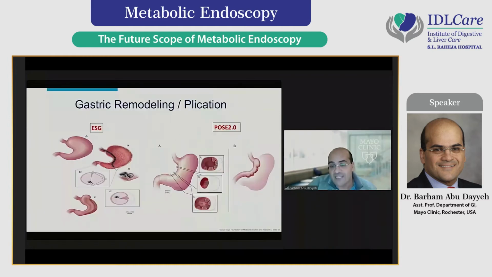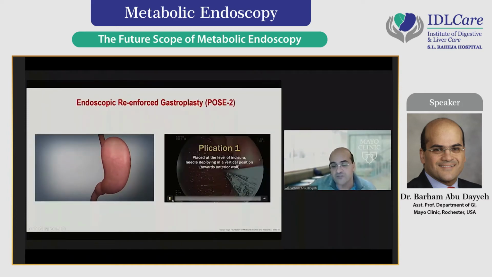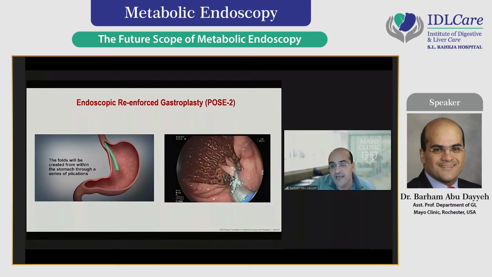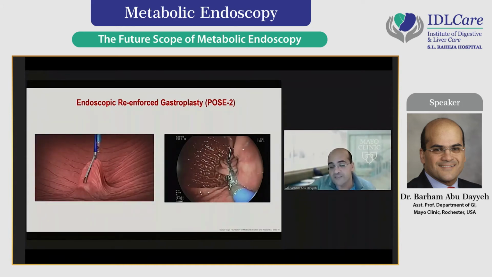So what's the advancement beyond the endoscopic sleeve gastroplasty in the space of gastric remodeling? Now we could use these tissue plications by a company called USGI to create a similar anatomic variation of the endoscopic sleeve gastroplasty using these very durable plications that have two nitinol baskets to distribute the force. Each plication is about 7 centimeters.